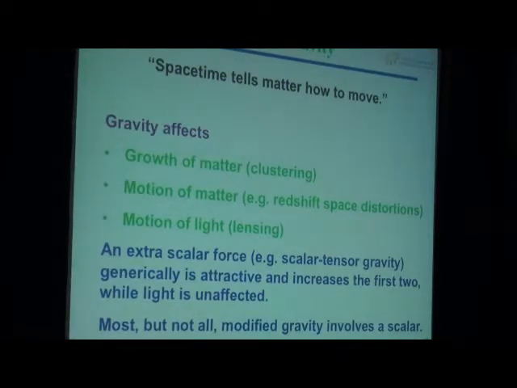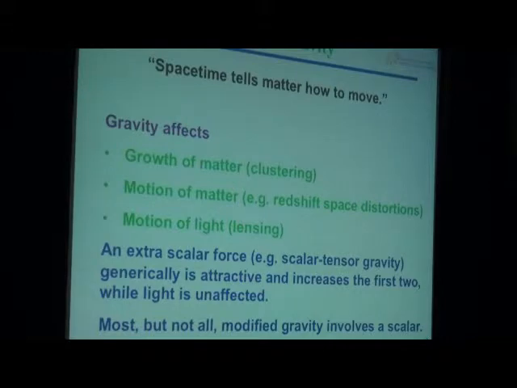So again, Raphael introduced this already by saying one of the tenets of general relativity is that space-time tells matter how to move. And this has a number of aspects to it. It moves matter around, and so matter grows, as in the simulations that we saw from Katrin's lecture, and you get clustering of matter. As the matter moves, it of course has velocities, and we can measure those velocities through things like redshift space distortions. And of course, it moves light around as well.